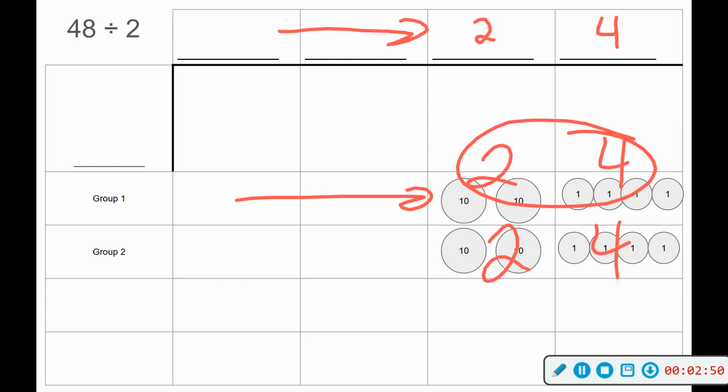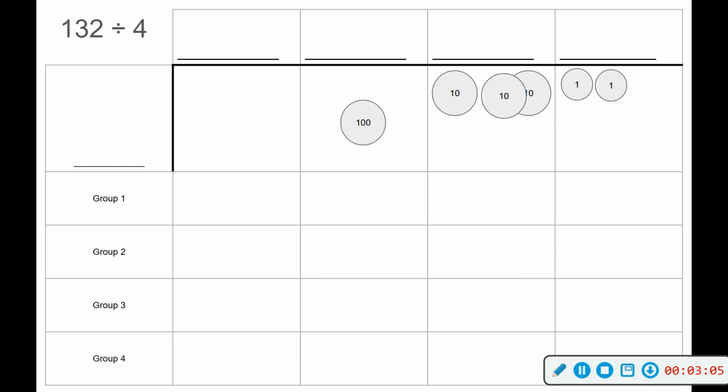You can add those back together. 24 and 24 gives you 48. So you have to remember that when you are dividing, you're looking for how many can fit into each group. Then that would be your answer. Let's take this one for example.